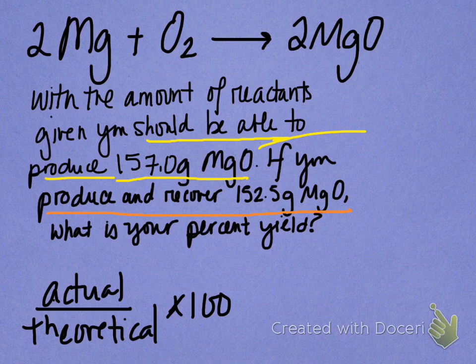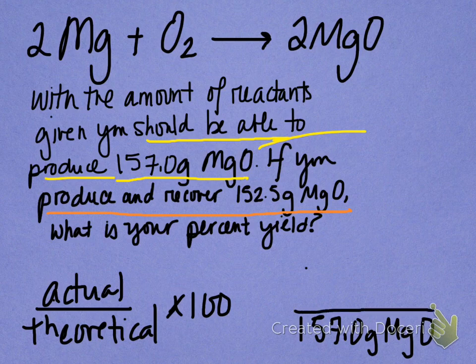Our 157 grams is going to go on the bottom, and we're going to make sure we use units in chemical, of course. So that's our theoretical. Well, now what's our actual? Well, here it says you produce and recover 152.5 grams magnesium oxide. That's the actual. That was what was actually produced and recovered. So we're going to put that on the top as our actual yield.